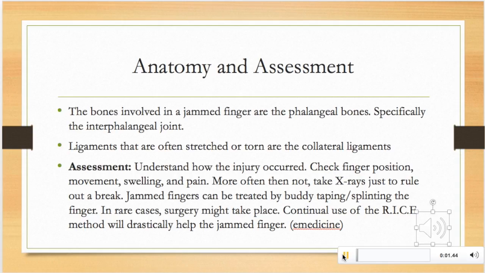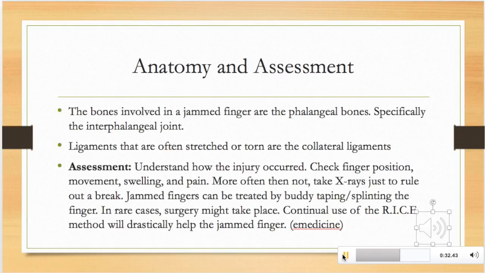The bones involved with the jammed finger are the phalangeal bones, specifically the interphalangeal joint. That's what takes most of the blow when the tip of the finger comes in contact with a blunt force. The ligaments that are often stretched or torn are the collateral ligaments within the finger. In order to assess this, you want to understand how the injury occurred, the history of the injury. You want to check the position of the fingers, movement, swelling, and pain. More often than not, you want to take x-rays just to rule out a break.